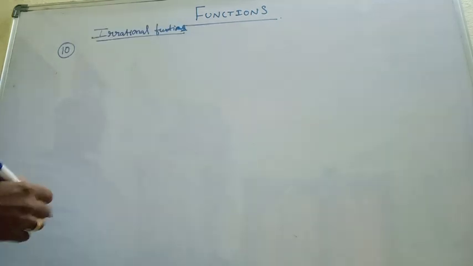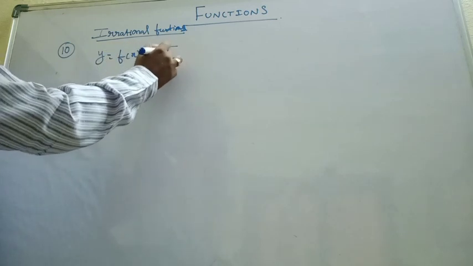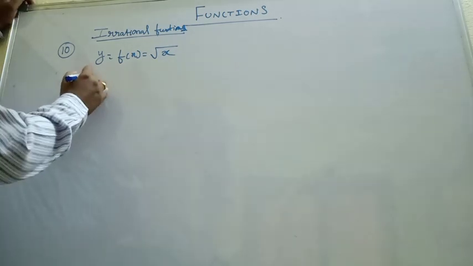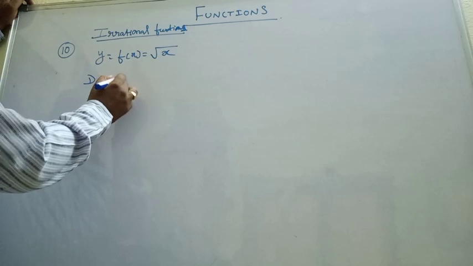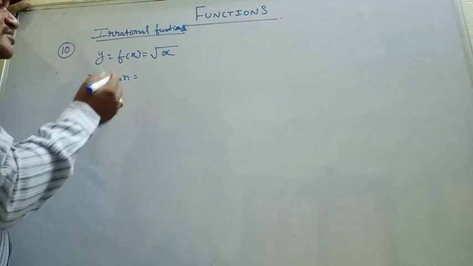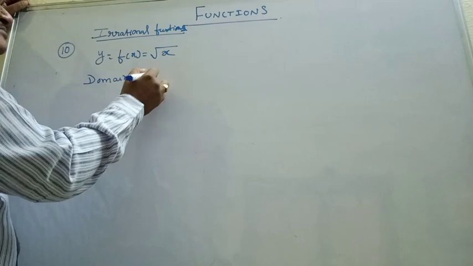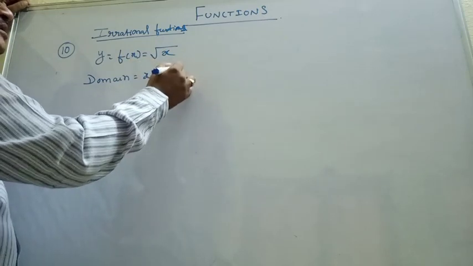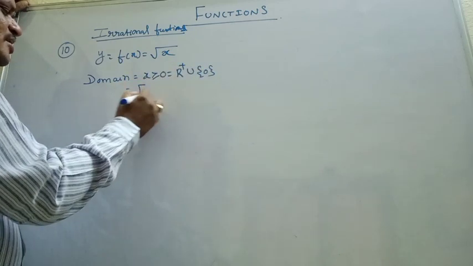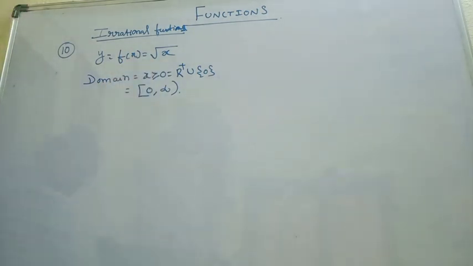Now we have some irrational functions. Those are y is equal to f of x is equal to root x. This is an irrational function, root x. Let us first find the domain of this. What are the input values you can give for this? x is the input value. The domain of this is, you know that x cannot be negative, x can be 0. That means x is greater than or equal to 0. That is actually R plus union {0}, which is nothing but the closed interval 0 to infinity. This is the domain.